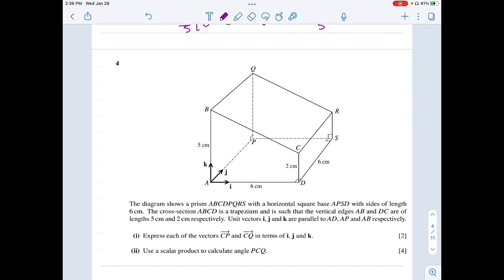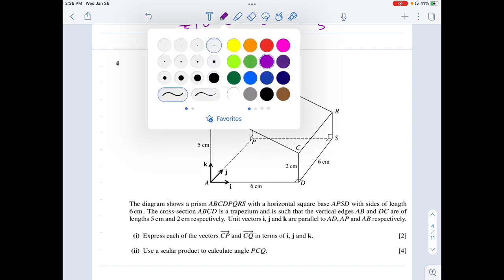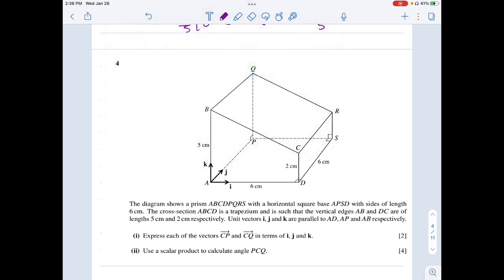CP. I need to go from C to P. How can I go C to P? So start the path from C to P. Need to go C to D, then D to A, then A to P.